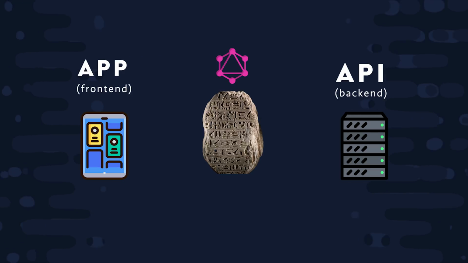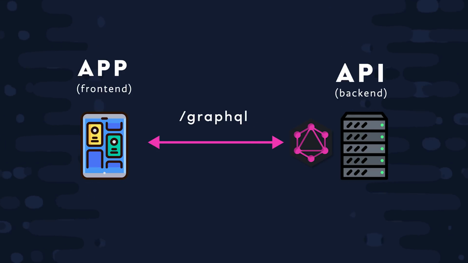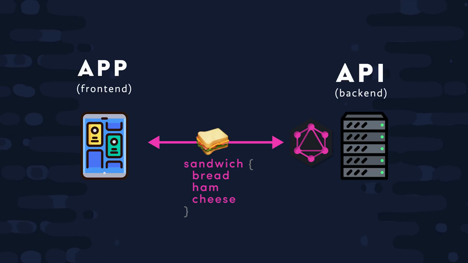For example, your mobile application might need to request a sandwich from your API. It can make that request by sending a GraphQL query. The query will have the same shape that you expect to receive back from the API as JSON. So in this case, we expect a sandwich object with bread, ham, and cheese.